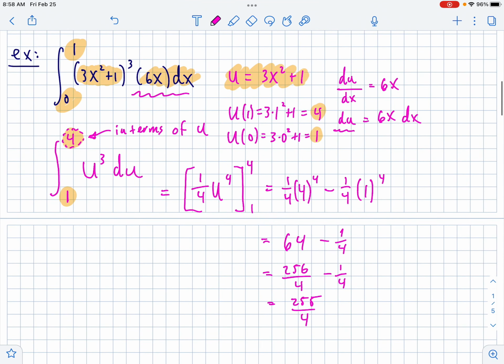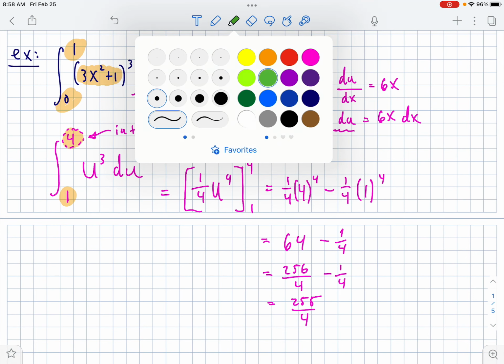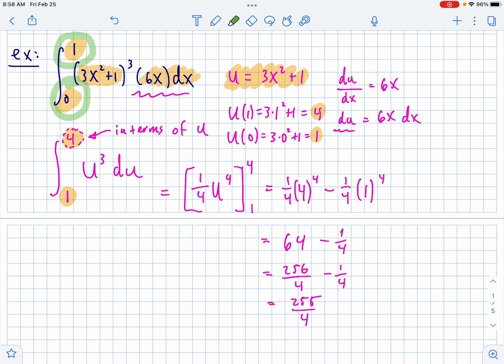Remember, the main point of this is that you have to put the original limits into the u equation that you came up with to get the new limits, which are here.